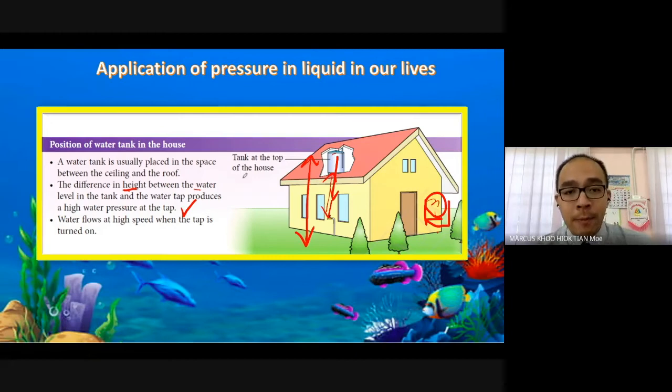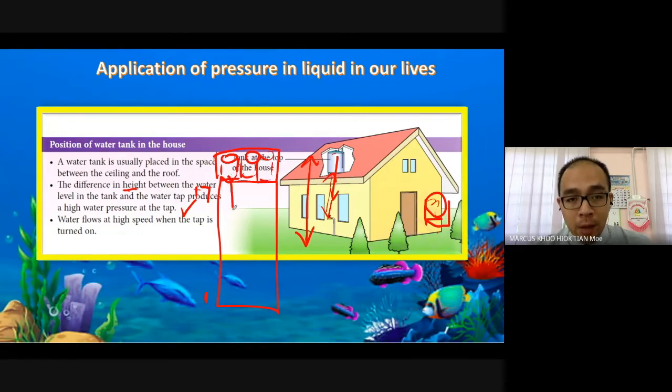So let's say for example an apartment, let's say you have 17 floors. So this is the first floor and this is the 17th floor. Now usually on the 17th floor at the top over here is all these big tanks. All the big tanks will supply water from the 17th floor to the first floor.